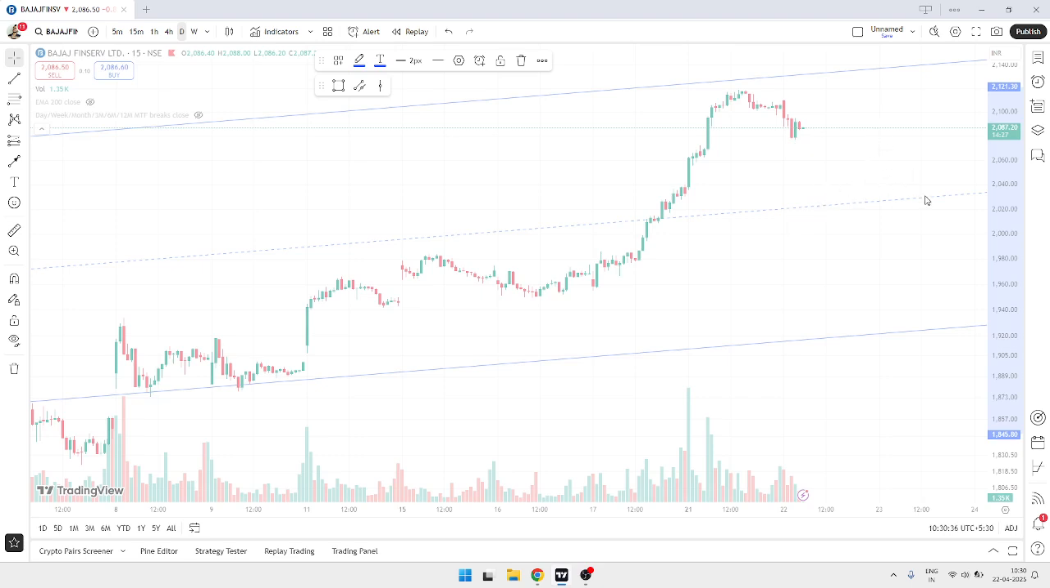It should come to this diagonal support, and moreover that upward channel is quite steep, so this has to be corrected.